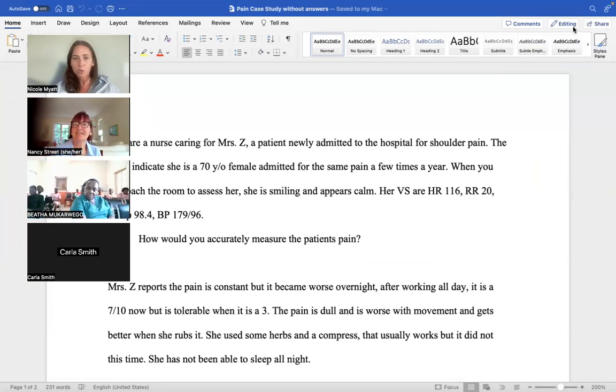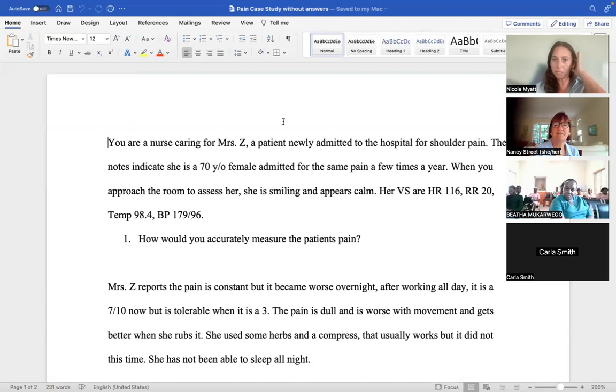Okay. So you are a nurse caring for Mrs. Z. She's a patient newly admitted to the hospital for shoulder pain. The notes indicate that she's a 70-year-old female admitted for the same pain a few times a year. When you approach the room to assess her, she is smiling and appears calm. Her vital signs are heart rate 116, respiratory rate 20, temperature 98.4, blood pressure 179/96.